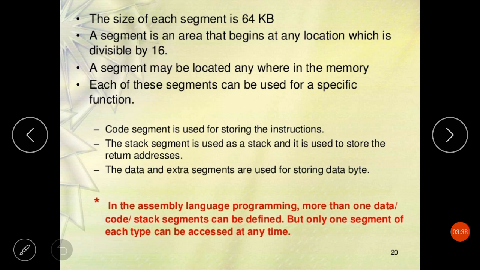So what are the rules for memory segmentation? A segment can begin at any memory address which is divisible by 16, and the segments can overlap for small programs.